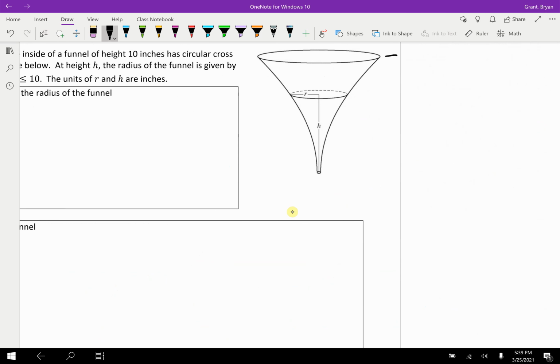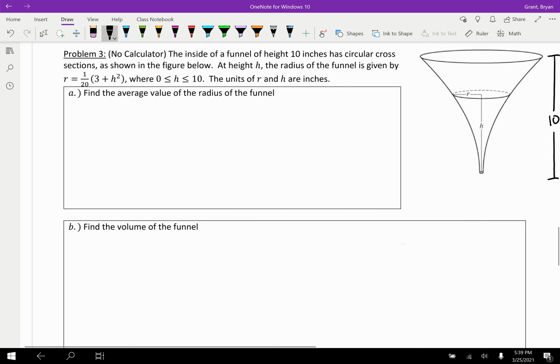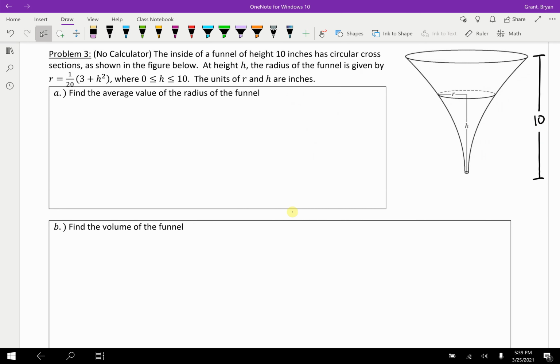Inside of a funnel has a height of 10 inches. So if we look at this guy over here, it is 10. Okay. It has circular cross sections as shown below. I always like to give some width to my cross section. Right, there's a bit of width right here. There we go. So if you stack those discs on top of each other, it creates a funnel. At height h, the radius of the funnel is given by r equals whatever, for h from 0 to 10. The units of h and r are in inches. Find the average value of the radius of the funnel.